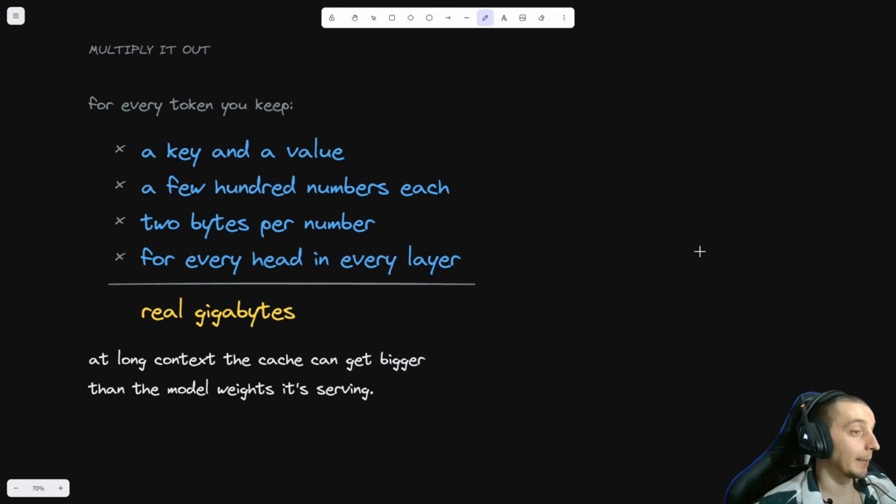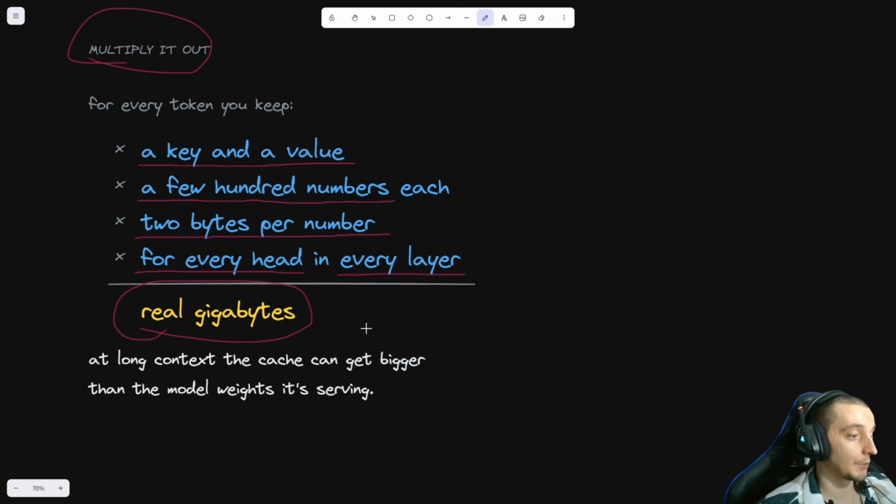Okay, but how big does this get really? Let's multiply it out and find out. So we have the key and value vectors. Each vector contains a few hundred numbers. Then each number is a couple of bytes. And we multiply this number of bytes by every layer and by every head that is inside every layer. So in the end, we get real gigabytes sitting in our GPU. And as you can guess, this gets expensive pretty fast. Keep going long enough, and your KV cache is bigger than the model that it's serving.